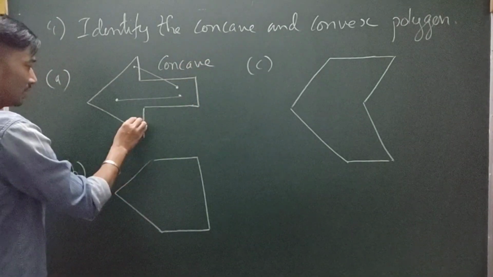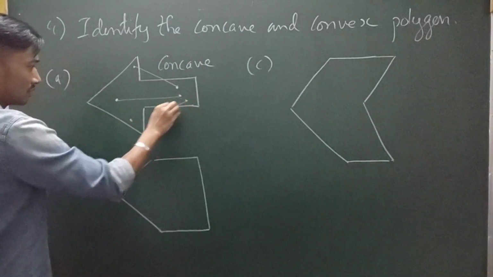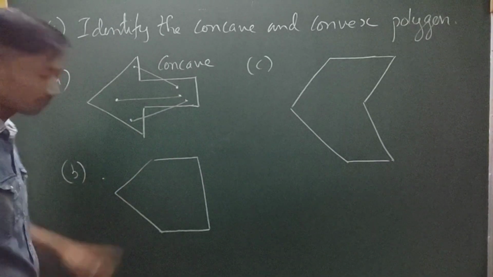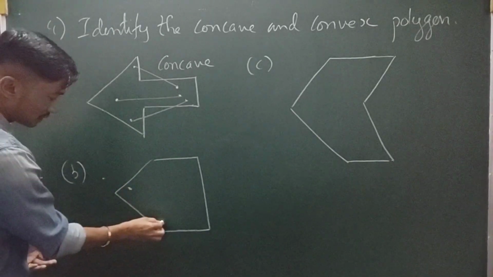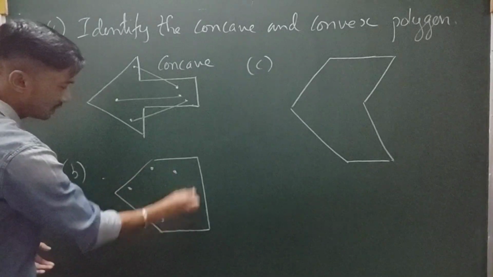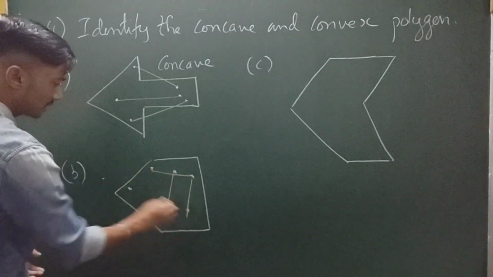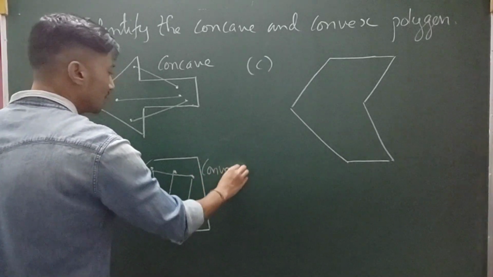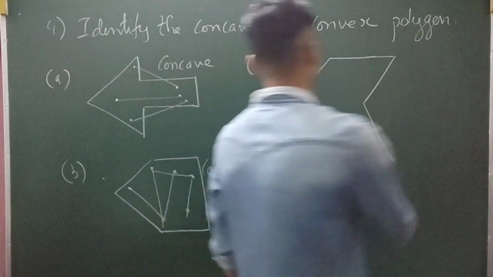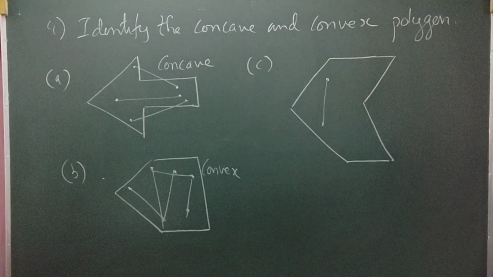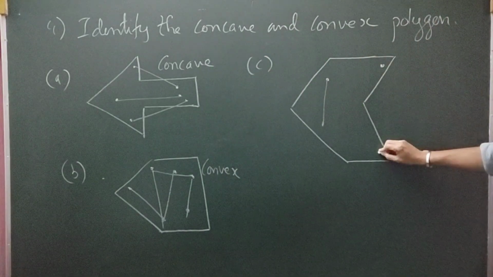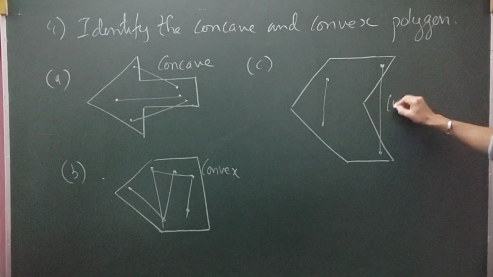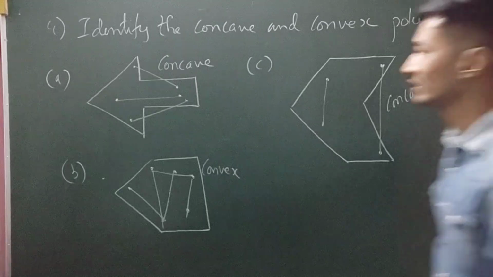Now, again, I will try to join this point and this point. Some will be interior, but you will see some points where they'll have to go outside. But here, there's absolutely no chance. Wherever you take the points, you join them, all will be just interior. Inside only they will be joining. So this is convex. And what about this one? Here and here, if I join, no problem, interior. But when I try to join one point here and one point here, I'll have to go outside. So this becomes concave.